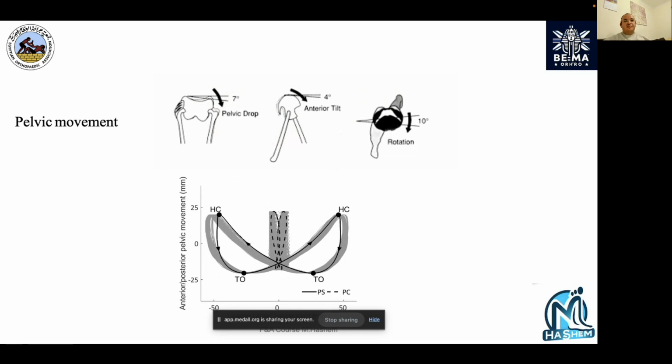But you need to understand that pelvis moves in the 3 plane. So it moves from side to side by the abductors about 7 degrees. It moves to front and back about 4 degrees, and it rotates about 10 degrees on both sides, gives you this normal rhythm of movement, which is like an H shape.